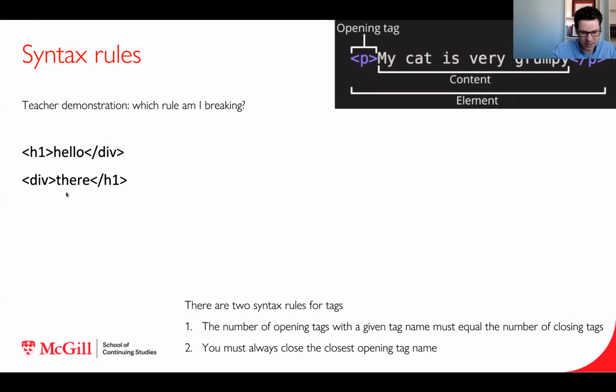Similarly, at the next line, this H1 is closing this div, which is wrong. So I would need to flip the div and the H1 closing or opening. I would need this H1 to go on line number two and this div to go on line number one, or this div to go on line number two and this H1 to go on line number one. So this HTML is also incorrect.